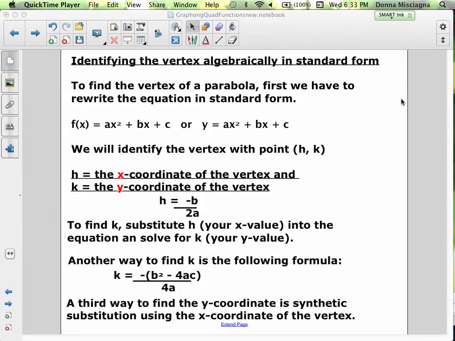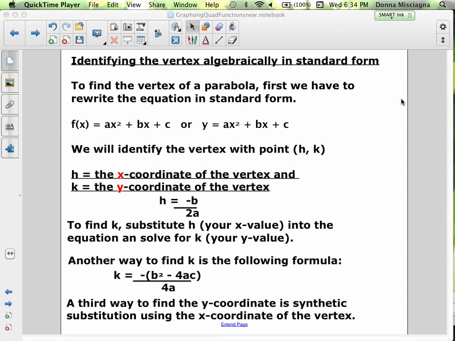Welcome. Now we're going to identify the vertex. So we'll start with standard form, and then vertex form, and then intercept form. So identifying the vertex algebraically in standard form.